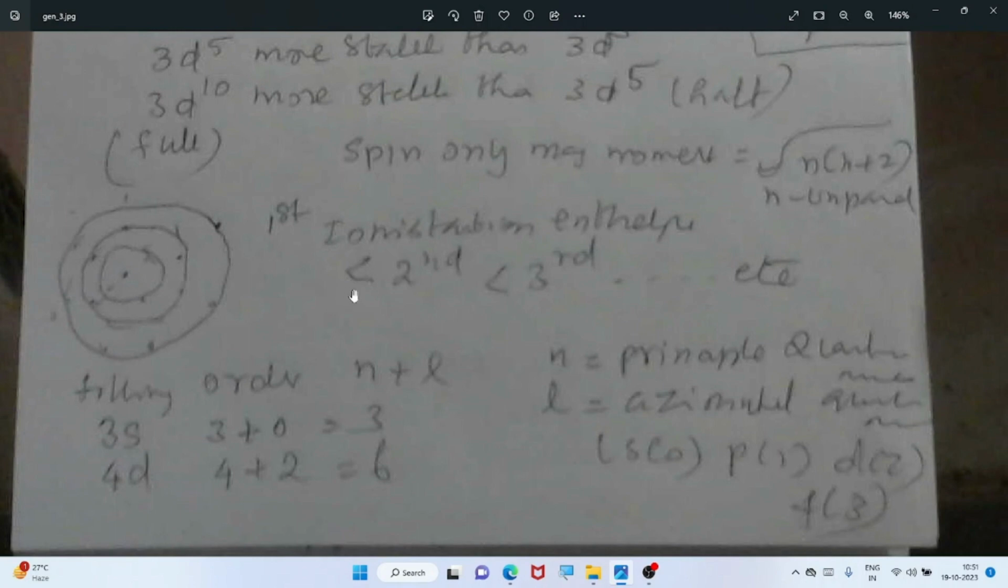The electron filling order follows the n plus l rule. n is the principal quantum number, l is the azimuthal quantum number. l is 0 for the s orbital, 1 for the p orbital, 2 for d, 3 for f. Suppose it is the 3s orbital: n, the principal quantum number, is 3 and l is 0, so that is 3. Then 4d is 4 plus 2, which is 6.